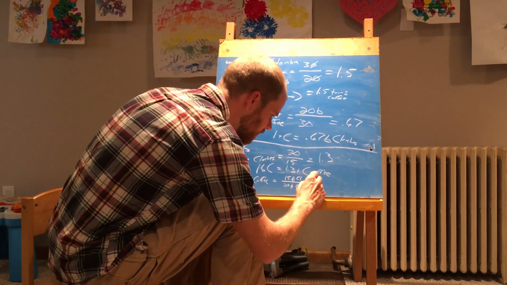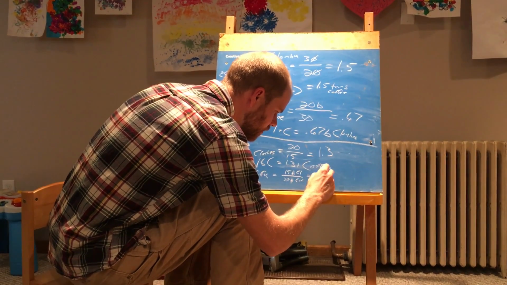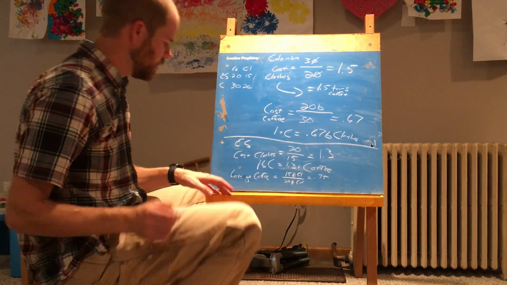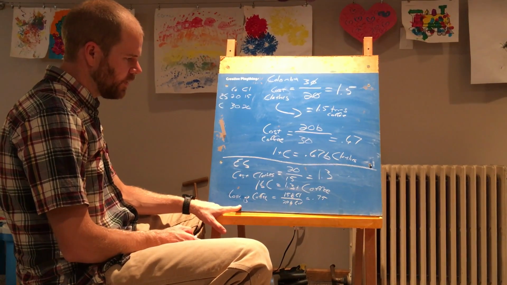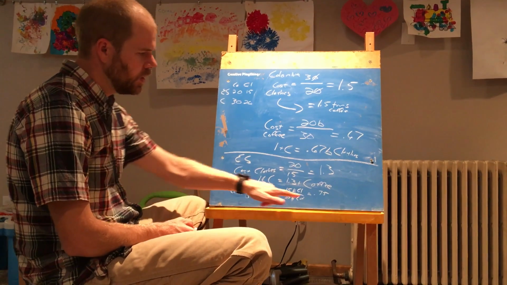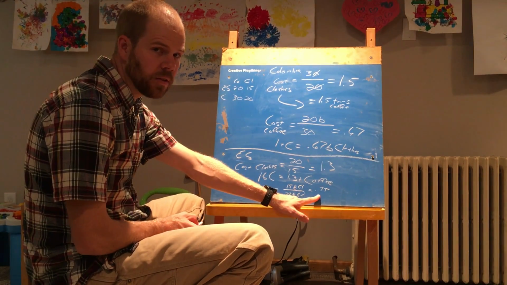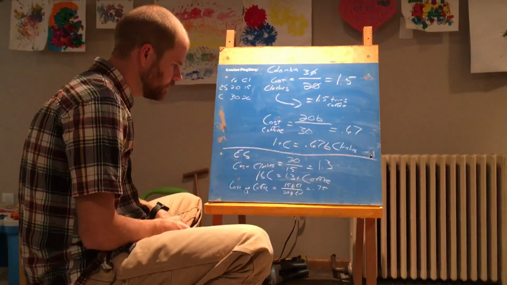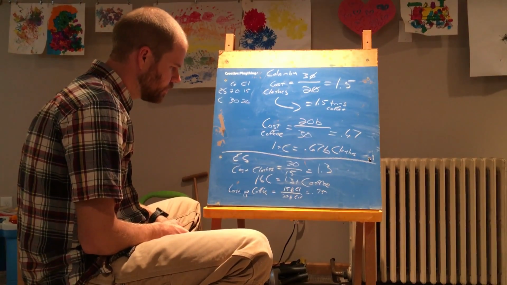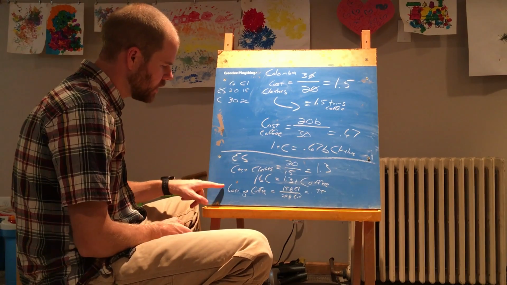All right. Which is to say, when El Salvador makes coffee, 1 ton of coffee costs them $0.75 billion worth of clothes. Okay, because clothes is on top in the equation, and so that is the cost. Cost of coffee, clothes, cost of coffee.